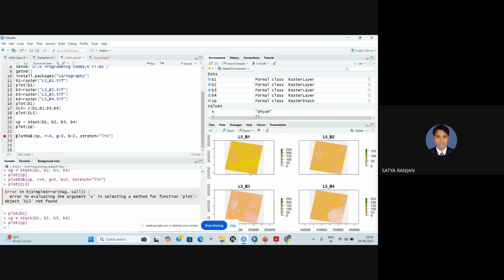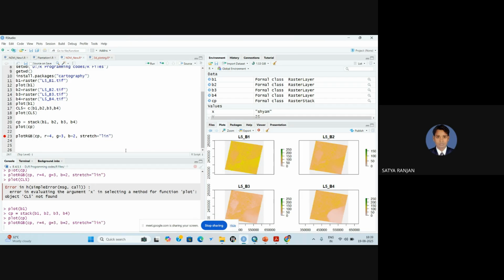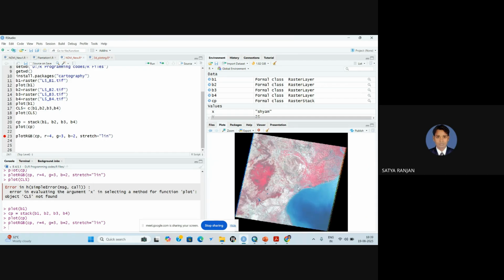I want to merge all of this, and after merging I have to show a colorful false color satellite image. For this I have to write plotRGB, then CP is my object, that is the image, and then r, that is red, is equal to 4, green is equal to 3, and blue is equal to 2. Then stretch is linear. Just run it, and it gives a colorful satellite image.